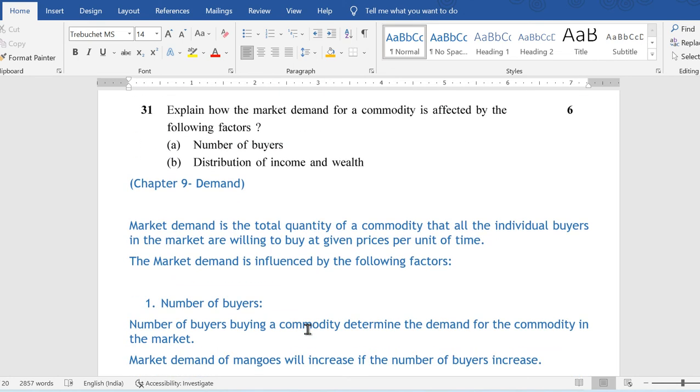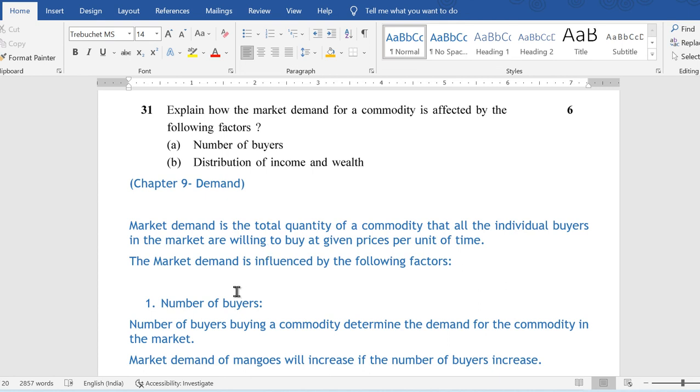Question number 31. Explain how the market demand for a commodity is affected by the following factors: number of buyers, and distribution of income and wealth. This is from chapter 9, that is demand. Market demand is the total quantity of a commodity that all the individual buyers in the market are willing to buy at given prices per unit of time.